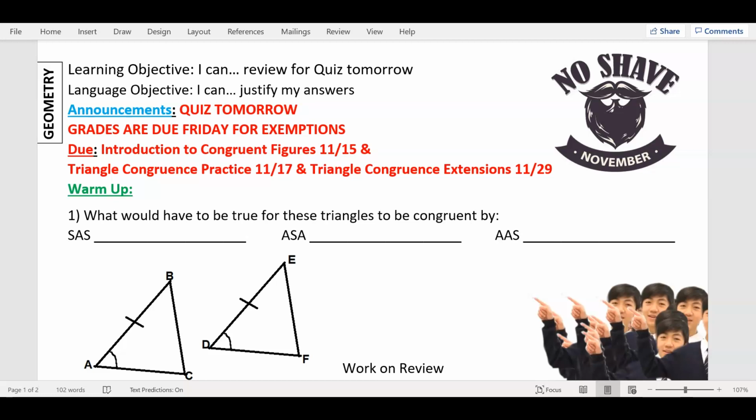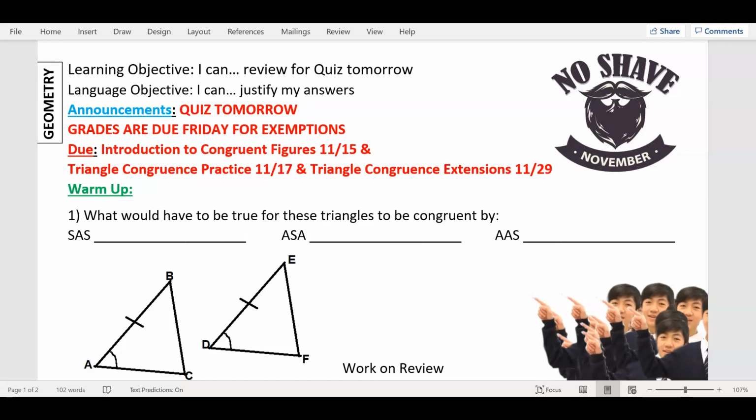That's tomorrow. If you wanted to exempt the class, you have to have I think 85 or higher and not a lot of absences. Anyways, the due date for grades for that is Friday. That's not the whole 9 weeks, that's just for exemptions. Then these things that are due, 2 of them are right here. We talked about that yesterday. And then you have the extension, which we worked on yesterday and Thursday before the break.